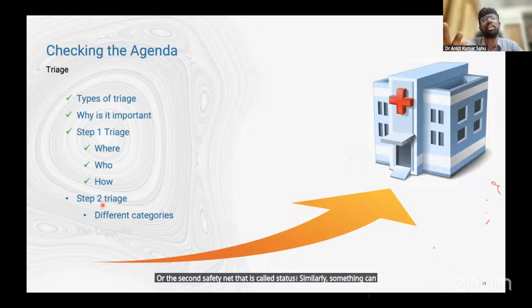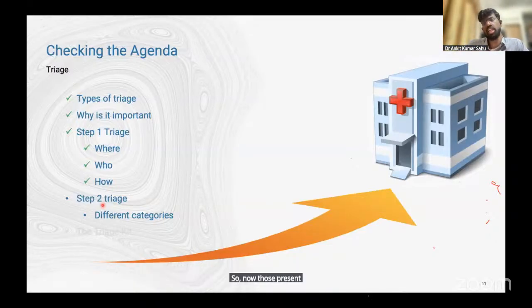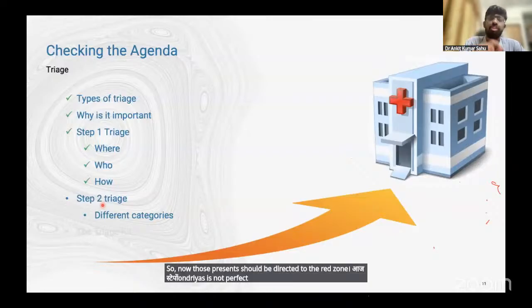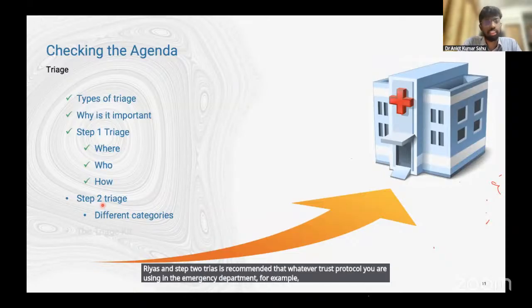That is called a step 2 triage. Similarly, something can happen in the green zone also: a patient who has come walking with a stab injury or a knife on the back. Those patients should be directed to the red zone. As step 1 triage is not perfect, you have to do a step 2 triage. It is recommended that whatever triage protocol you are using in the emergency department, for example the National Triage Protocol, red, yellow, green, or the AIIMS Triage Protocol, these conventional triage protocols should be used to categorize the patient in step 2 triage.